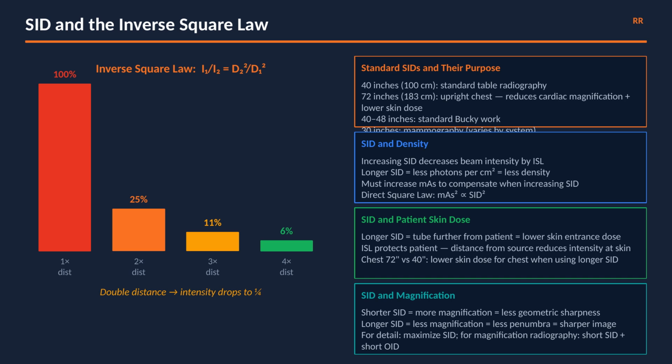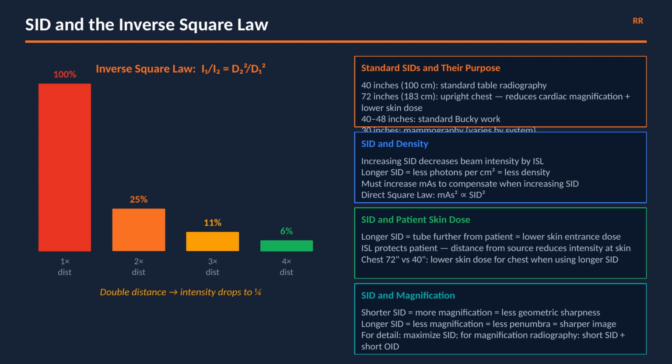Two standard SIDs and their clinical purpose. 40 inches, 100 centimeters, is the table standard for all tabletop and Bucky radiography. Technique charts are calibrated to this distance. 72 inches, 183 centimeters, is the chest standard. The longer SID reduces cardiac magnification and lowers patient skin dose. It requires more mAs than the 40-inch equivalent, but the trade-offs are clinically justified.